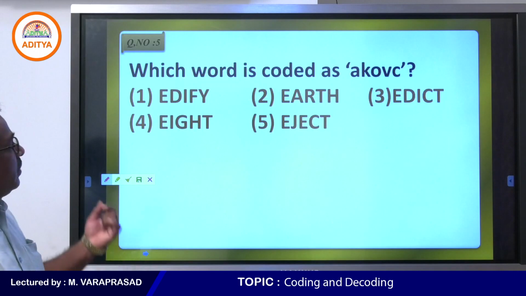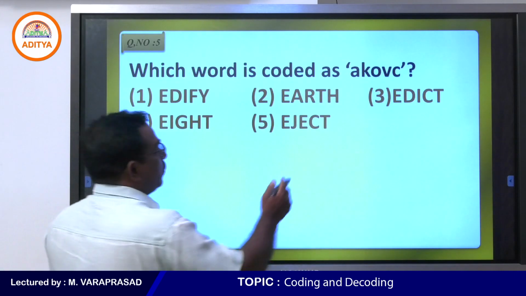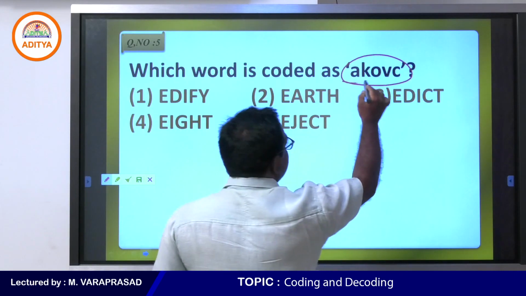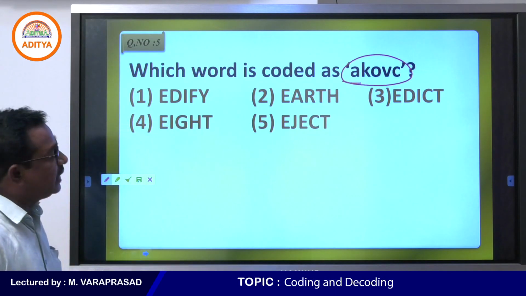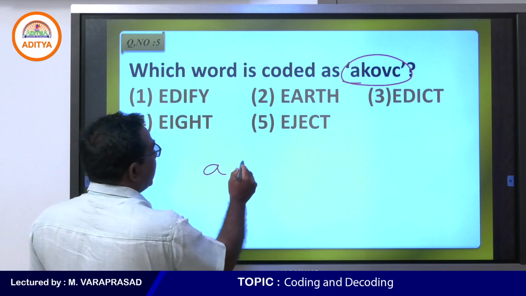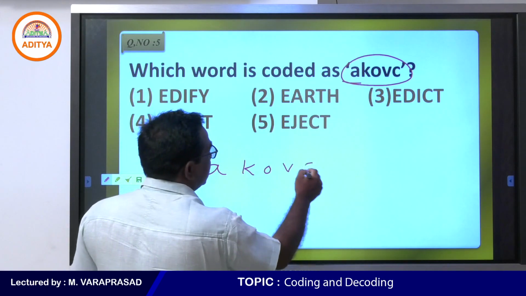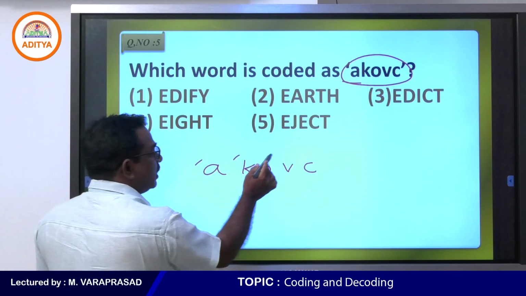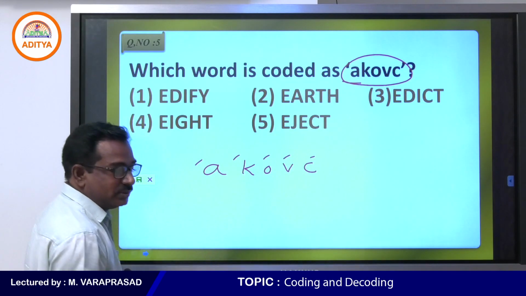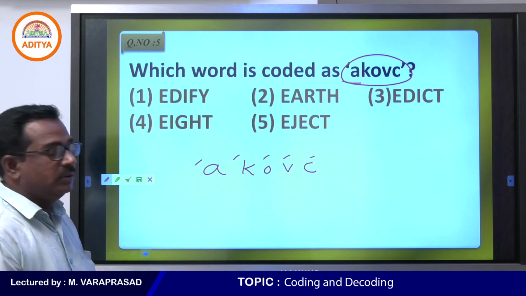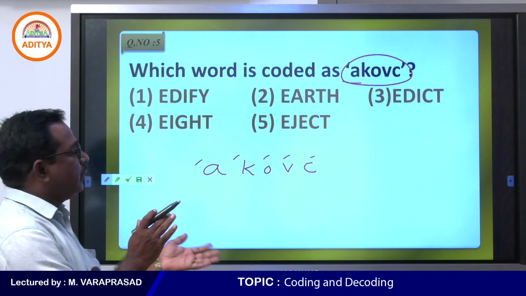Question number 5. Which word is coded as AKOVC? Now, the coded language is given, and the word is being asked. AKOVC, so these are the codes. It is asking for the word, so you need to decode it. Already coded, no? That you need to decode.